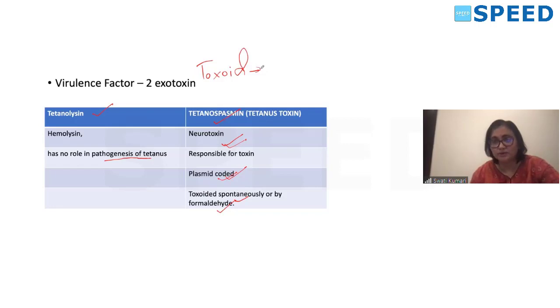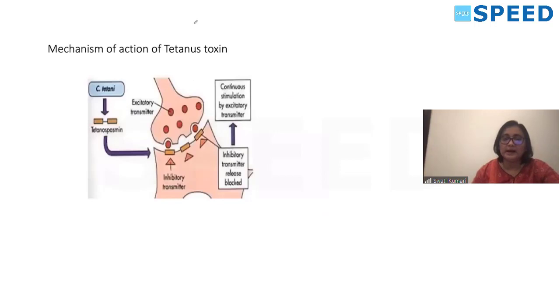Toxin can be converted into toxoid by use of formaldehyde, or spontaneously, when the toxin loses its toxicity but retains its antigenic property. Because of this nature, toxoid is used for vaccine preparation. Now we'll learn how the tetanus toxin acts, what its mechanism of action is.